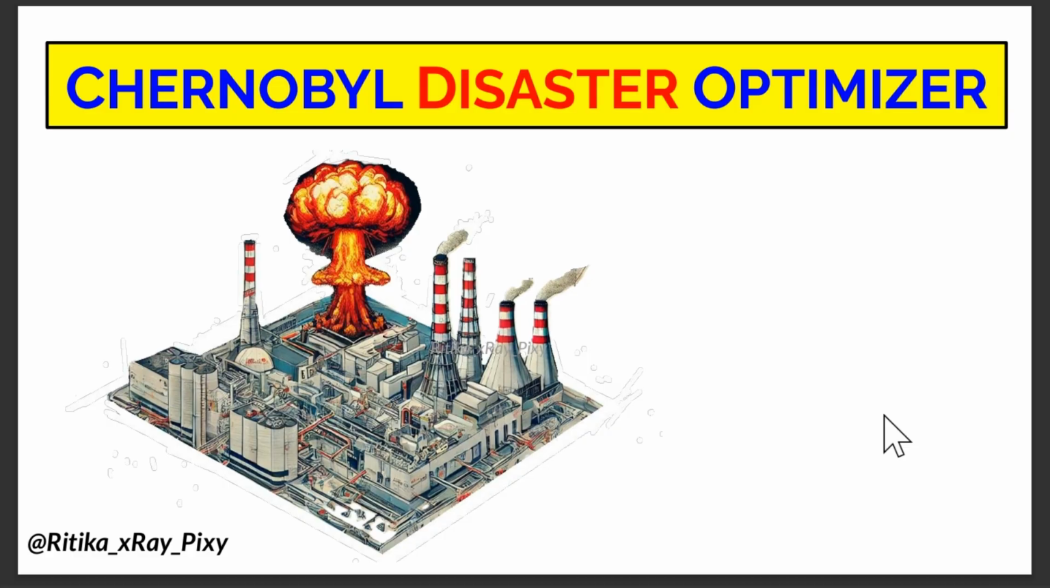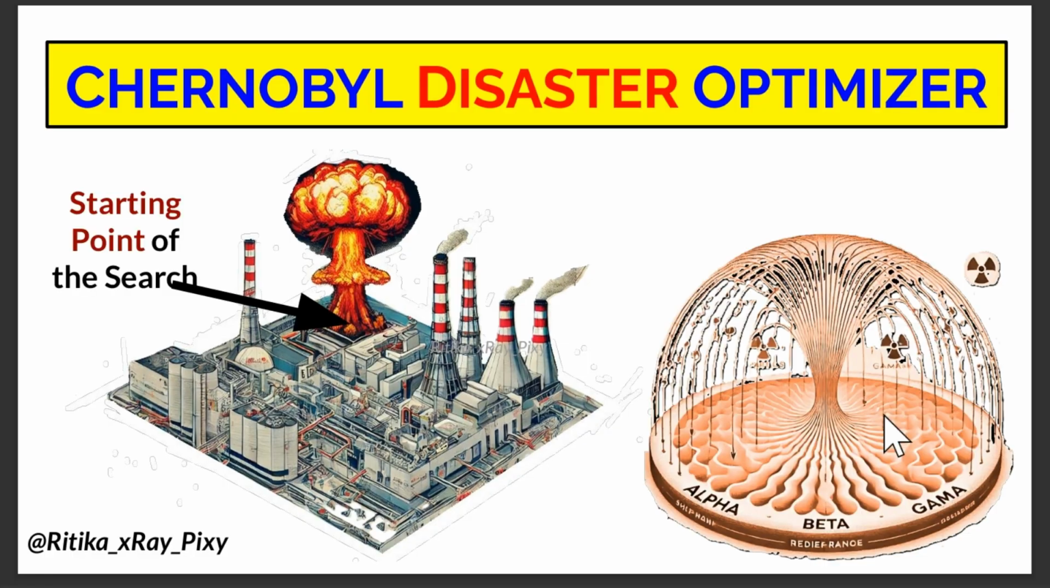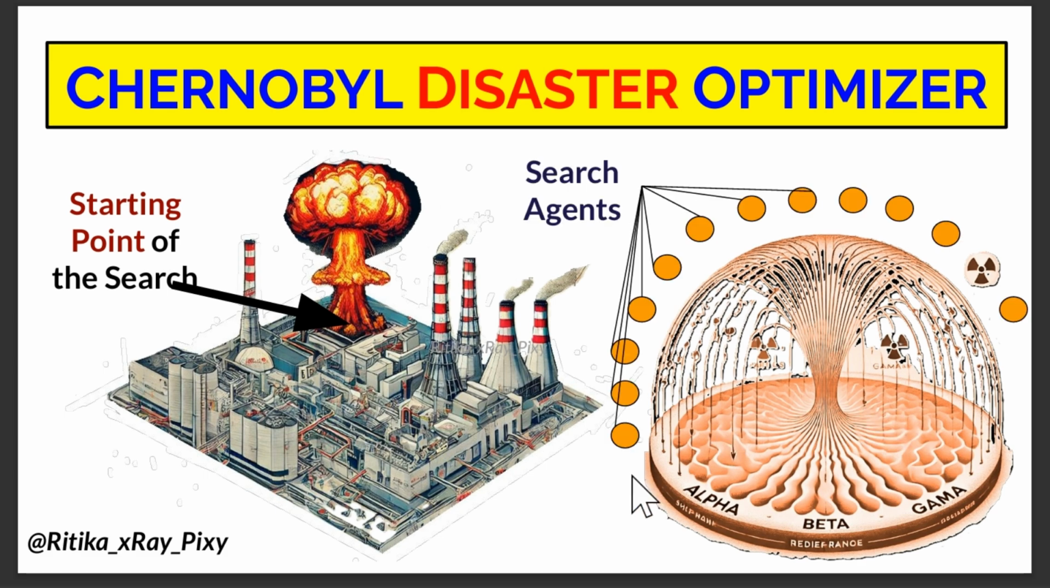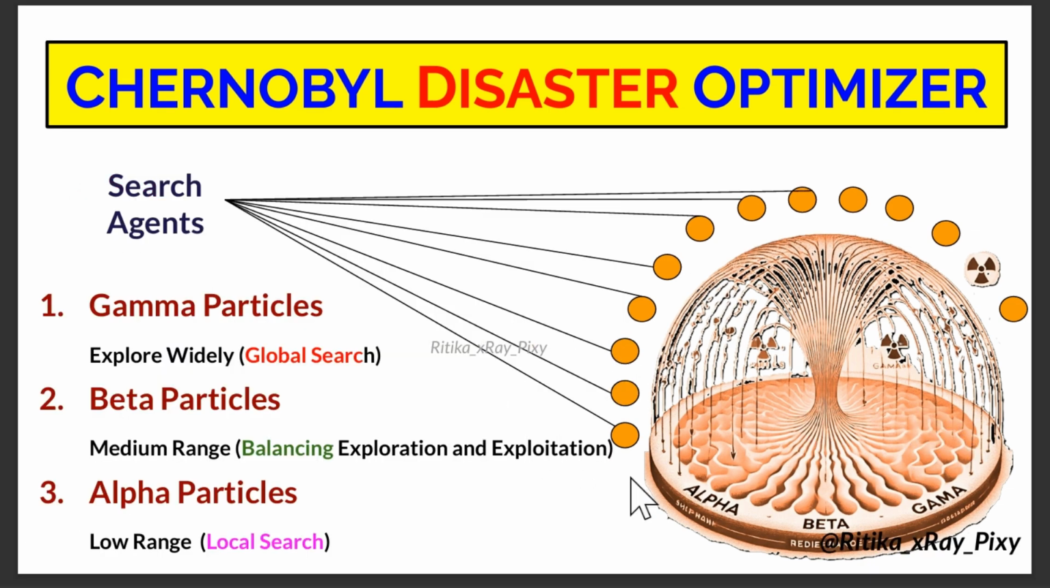Here, the explosion represents the starting point of the search, with the particles spreading out into the solution space to explore possible solutions. So the particles are the search agents, and we have three different types of particles: alpha, beta, and gamma. Each particle type behaves differently. Gamma particles explore widely and cover large areas, so that is the global search. Beta particles search in a medium range, balancing the exploration and exploitation phases. Alpha particles focus on nearby areas to fine tune the solution, that is the local search.